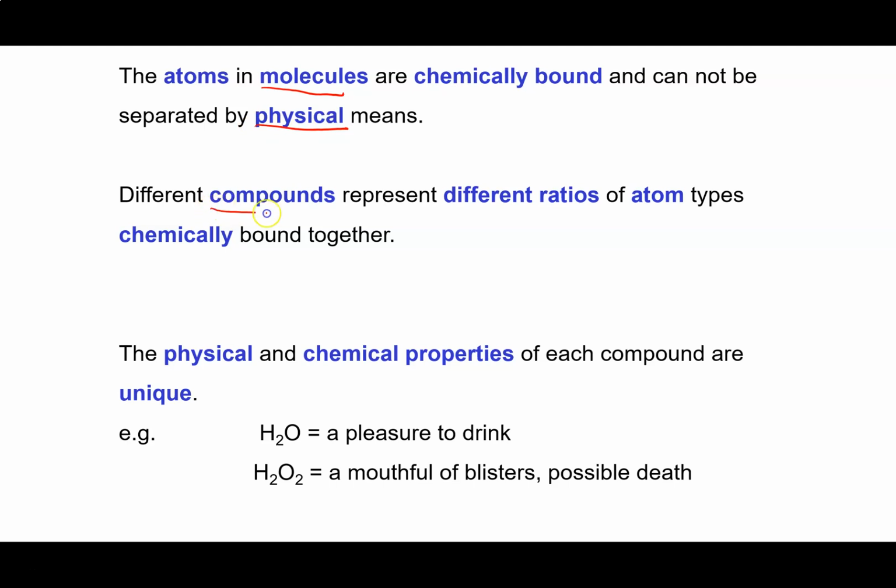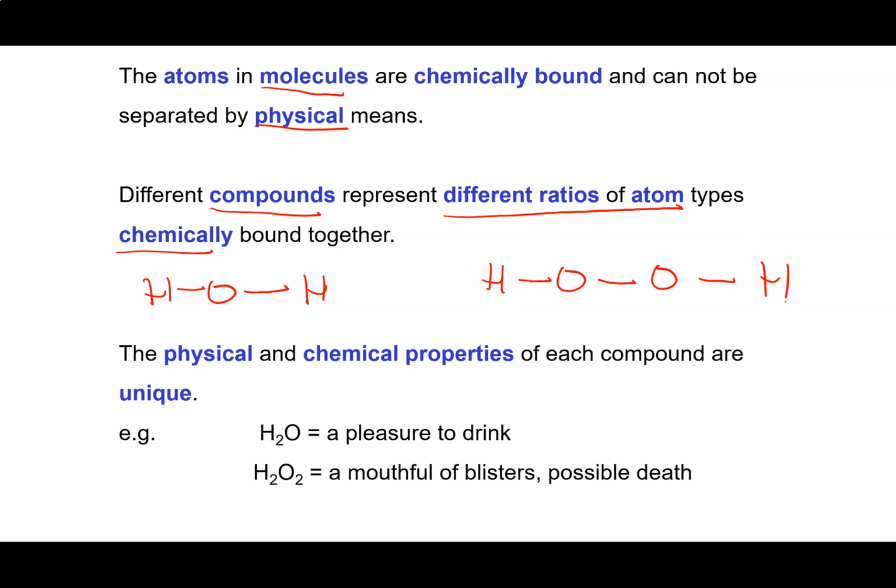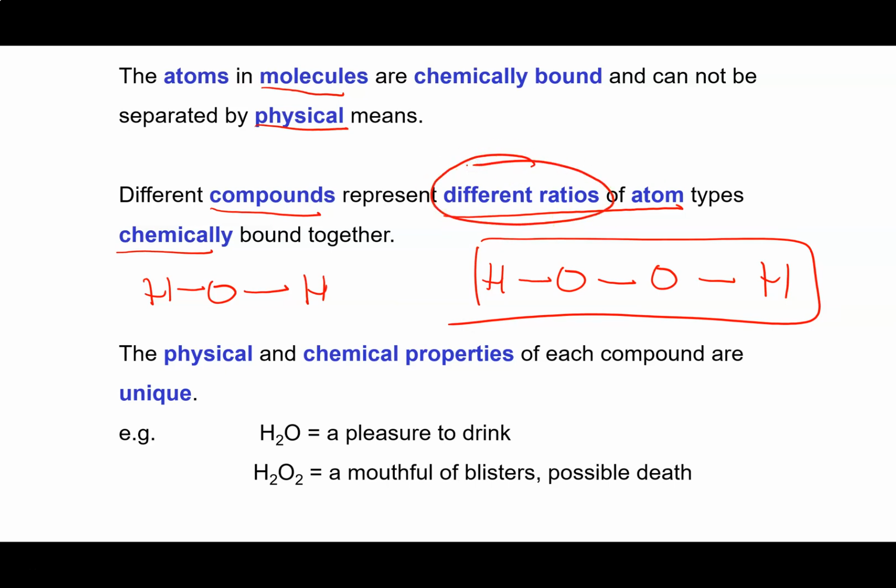It's important to recognize that different compounds represent different ratios of atom types that are bound together. So for example, water molecules consist of 2 hydrogen atoms bound to 1 oxygen atom, but hydrogen peroxide molecules are composed of 2 hydrogen atoms bound to 2 oxygen atoms in this arrangement here. Now, even though both these guys contain hydrogen and oxygen, because there are different ratios of atom types, they have radically different properties. Water is essential to life, you have to drink it or you die. Hydrogen peroxide in its pure form is very damaging to your skin, and if you were to drink pure hydrogen peroxide, you'd probably die.